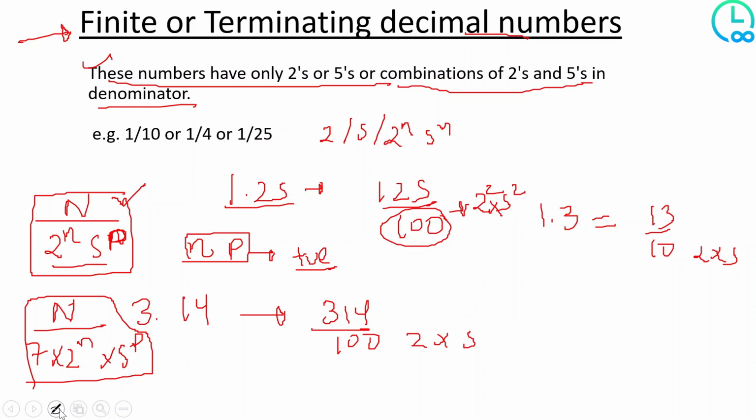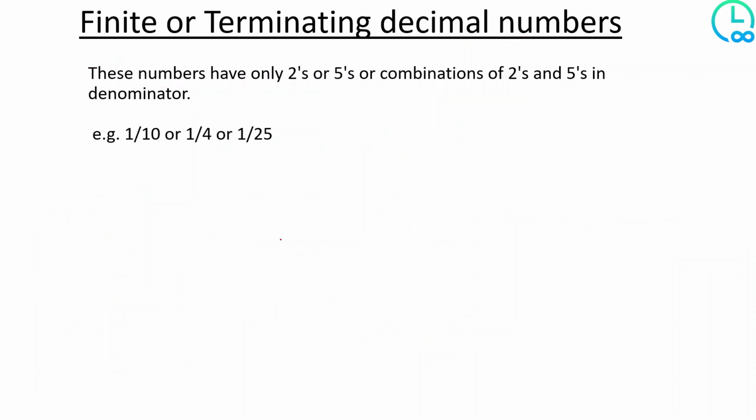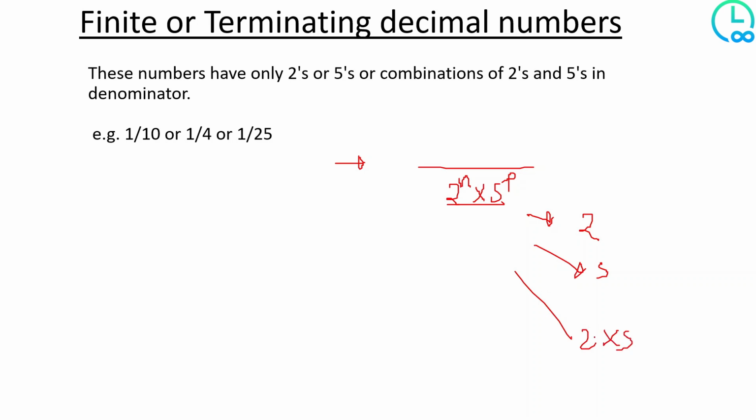I hope you guys are able to understand this. Let me just simplify it. You need to remember this. In a finite or terminating decimal number, in the denominator part, you'll always get 2, 5, or any combination of 2, 5. Any combination means there might be only 2, there might be only 5, there might be 2 and 5, something like that. I hope this is clear.